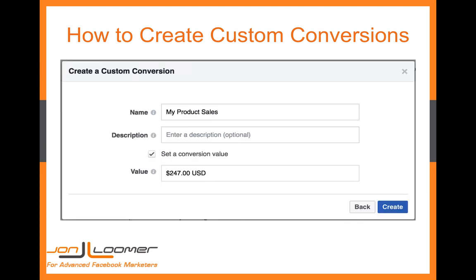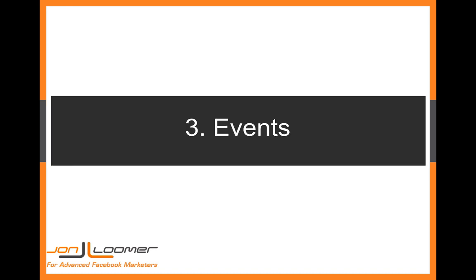And then I can provide a description. Otherwise, I just put in the value and I go ahead and create it. And then you can use that for tracking and optimization. We'll talk more about that next week. But the main thing is that you actually create these things. You create a custom conversion for each of your products if you've got a small number, each of your opt-ins if you've got a small number of opt-ins.